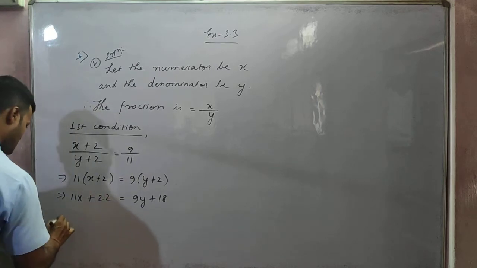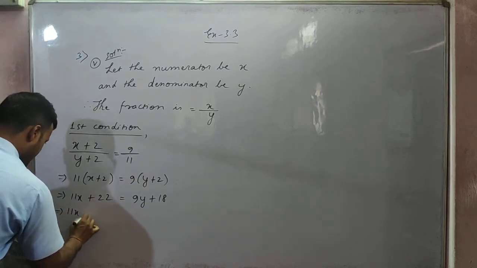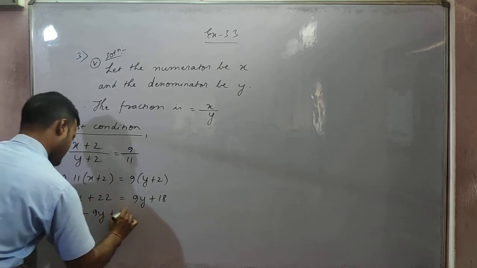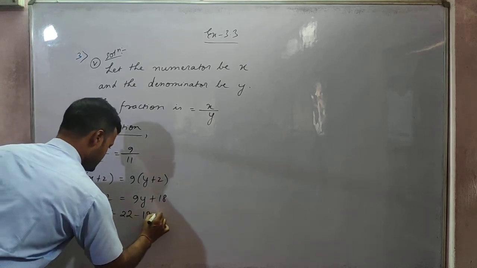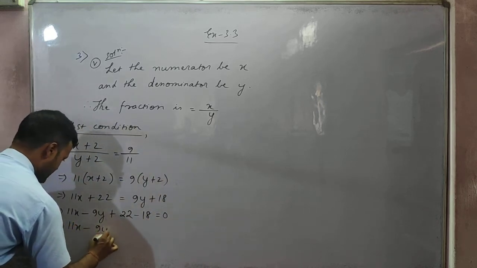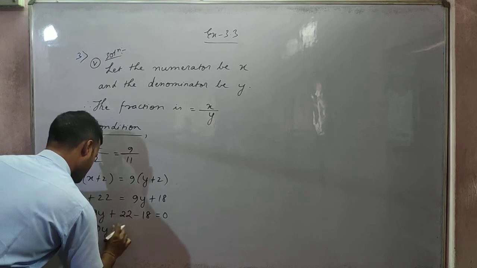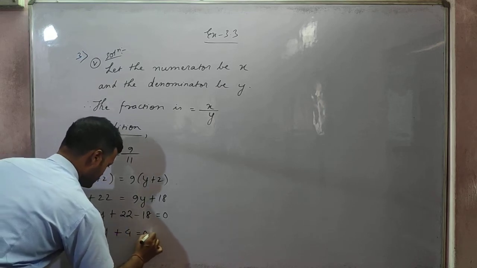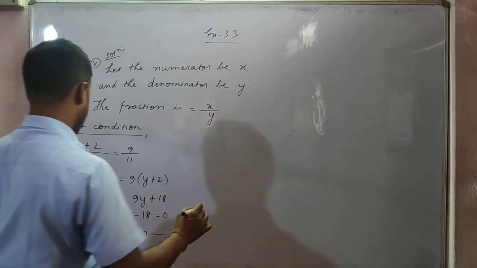So 11x minus 9y, 22 minus 18. So 11x minus 9y plus 4 is equal to 0. Mark it number 1.